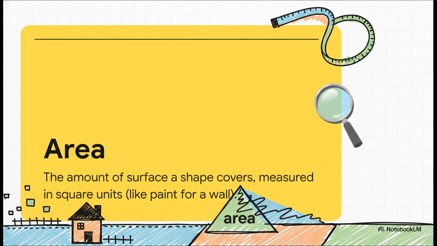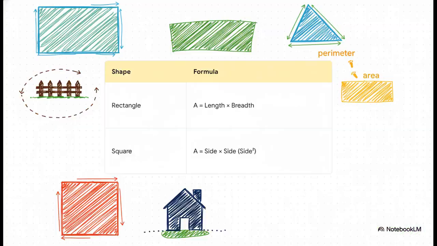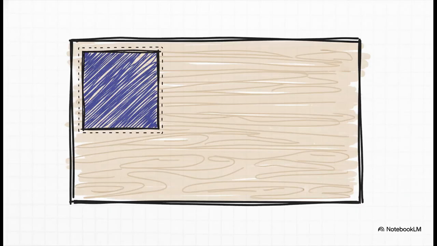And that's why we measure it in square units. You're basically counting how many tiny 1x1 squares you could tile that surface with. And finding the area is also really straightforward. For a rectangle, you just multiply the length times the breadth. And for a square, you just multiply a side by itself, which is why we call it squaring a number, side squared.